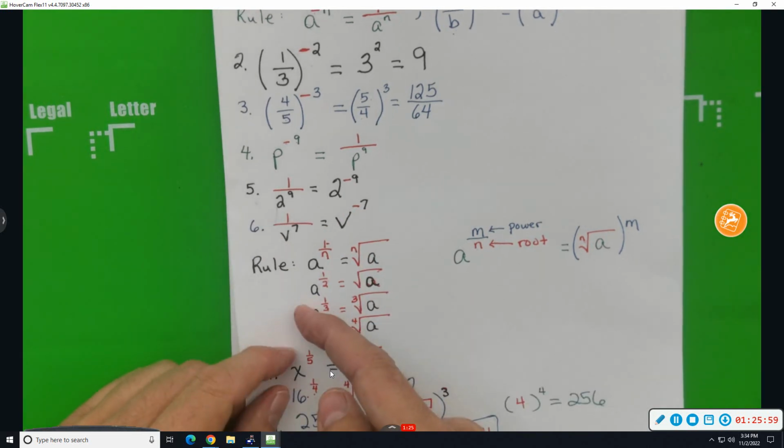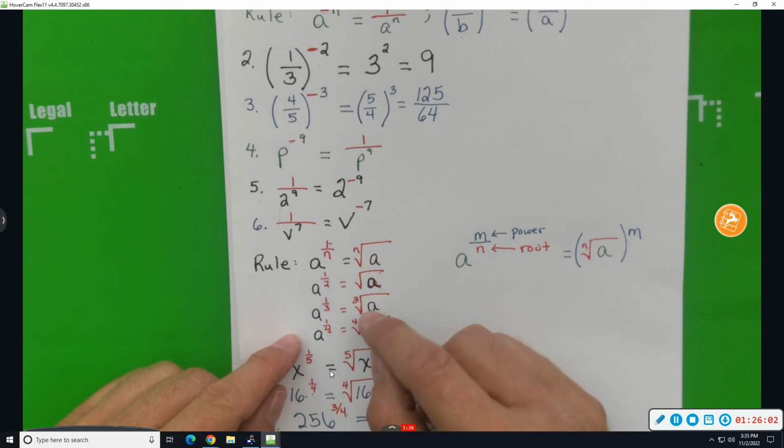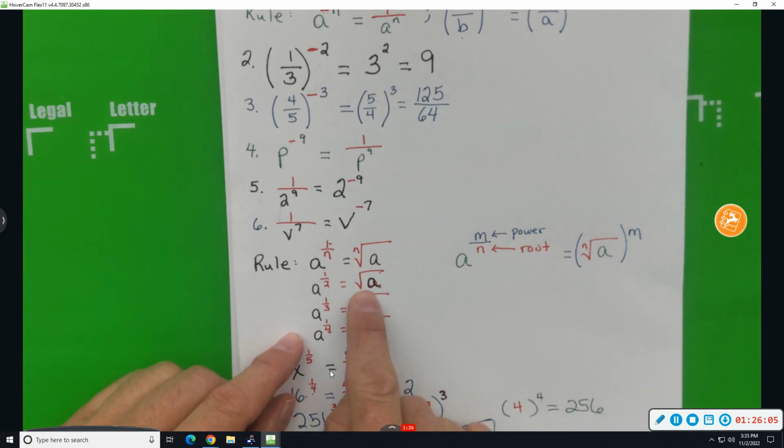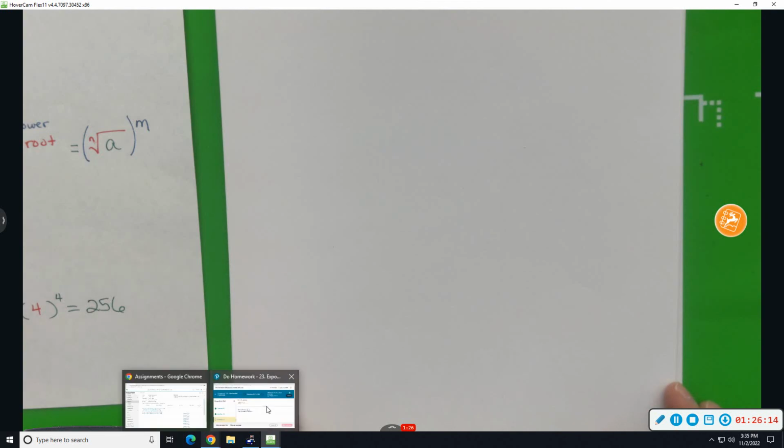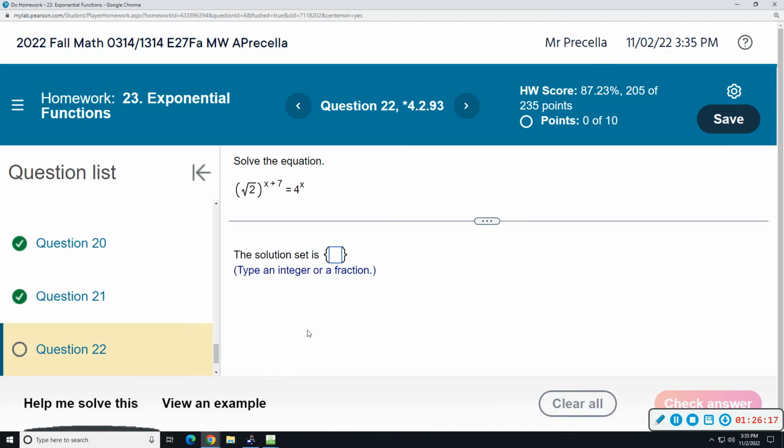rule backwards, if you have a radical, a square root, or a cube root, or a fourth root, to write it without that, you use the fractional exponent. Let's write down number 22. Okay, so we have the square root of 2 raised to the x plus 7 power equals 4 to the x.